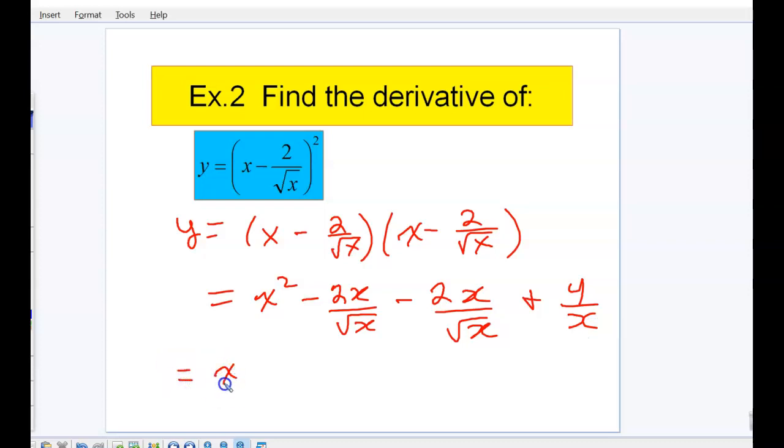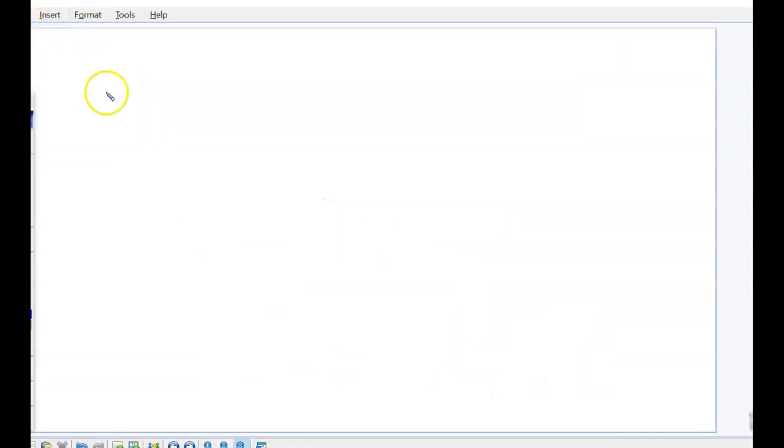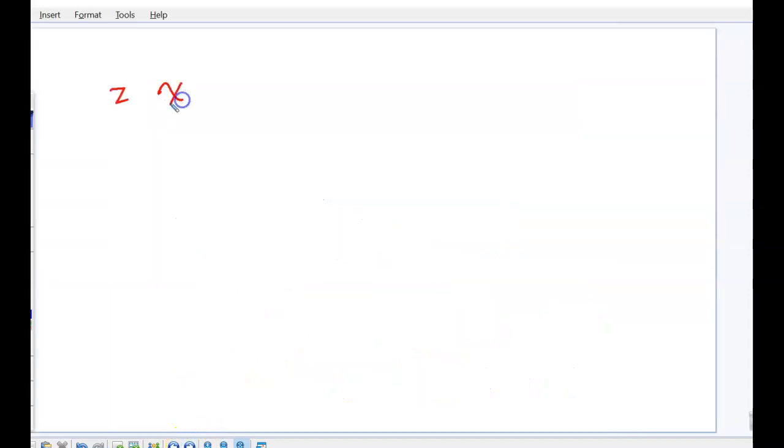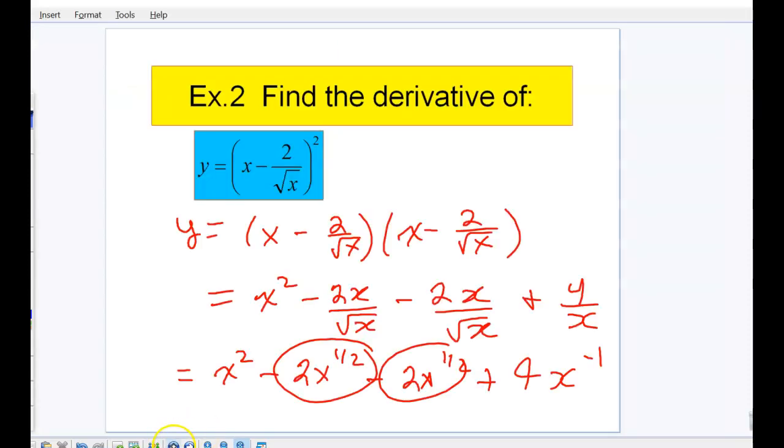So if I simplify this before I take the derivative, I have 2x divided by x to the 1/2. So that's really going to be a 2x to the 1/2. Similarly, this will be a 2x to the 1/2. If I move this x up to the numerator, it becomes x to the minus 1. And now I'm going to collect like terms because I have like terms here. So I'm going to have x squared minus 4x to the 1/2 plus 4x to the minus 1.